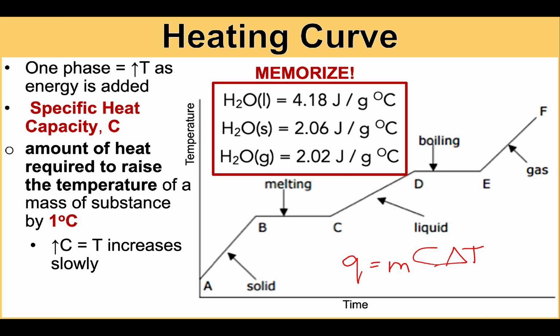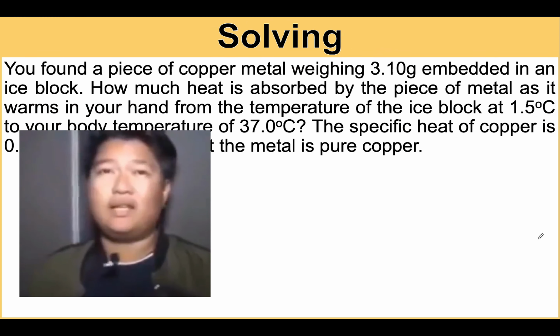M here represents the mass of the sample in grams. Then c is the specific heat capacity, and ΔT is the change in temperature. We get this by subtracting final temperature minus initial temperature. Okay, now let's try to solve a problem.